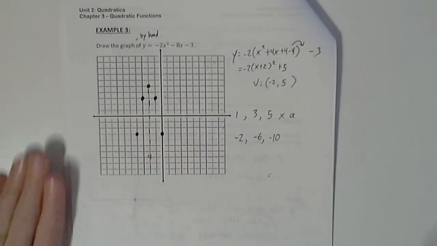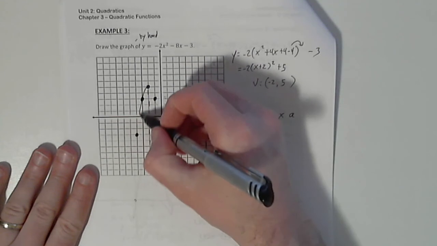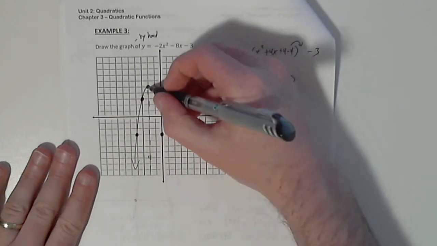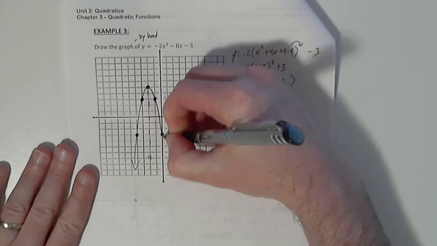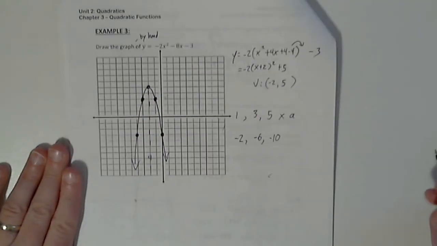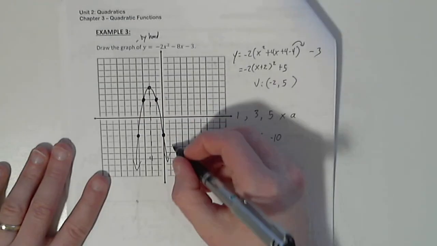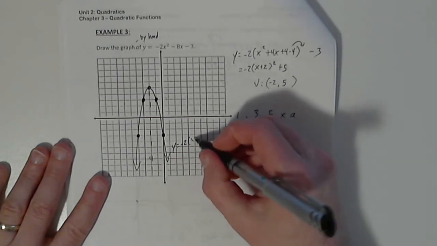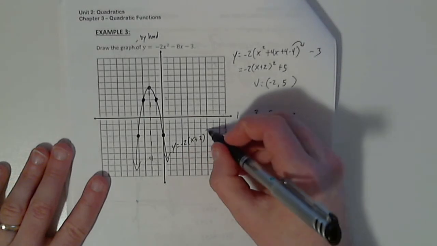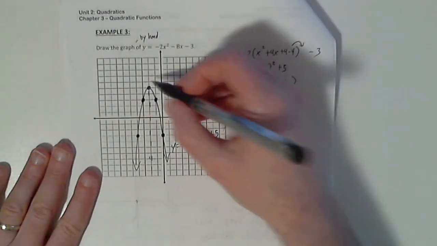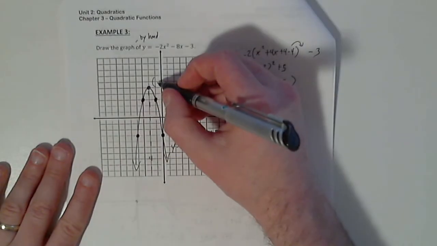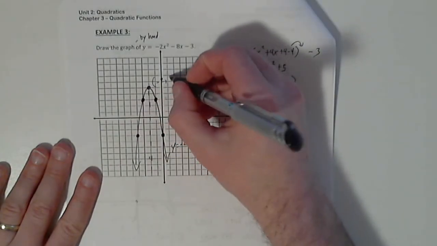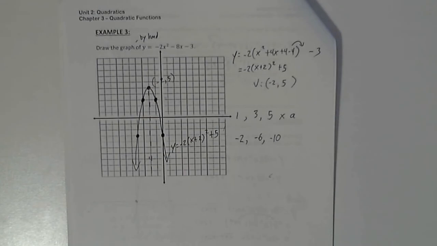But we do have those points, and we can connect them. We can write the equation of it. Y equals negative 2. Now let's write the vertex form. X plus 2 squared plus 5. And label the vertex as negative 2, 5. Good. So that's the completing the square with an a value.